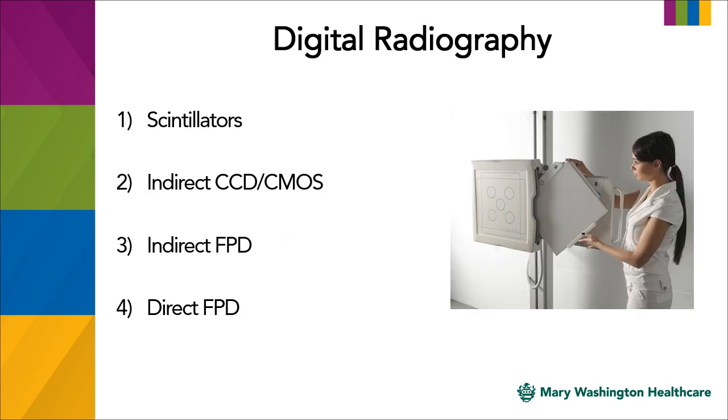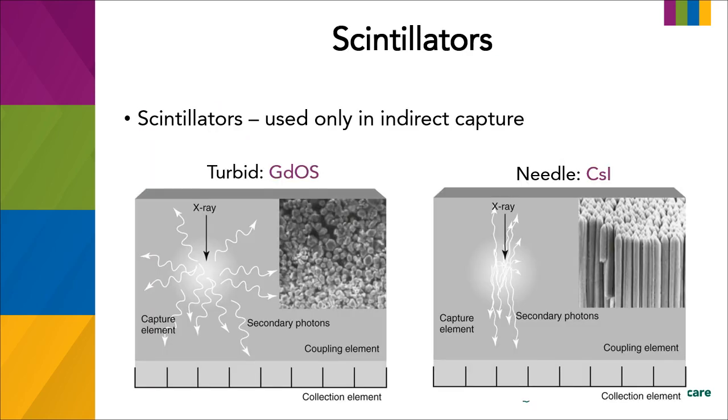So now let's talk about digital radiography, or DR. In this case, we're going to talk about scintillators first, then we'll talk about the different detectors. So scintillators are only used in indirect capture. The only time we have indirect capture is when we have X-rays converted to light. When you use a turbid scintillator, we're using gadolinium oxysulfide. It's going to spread light in all directions, just like the turbid PSP did.